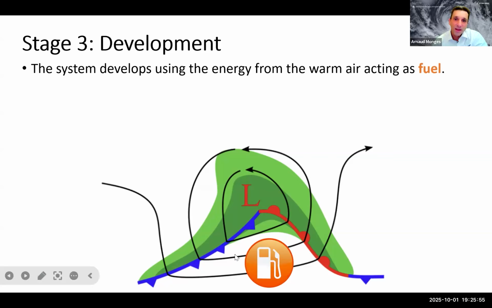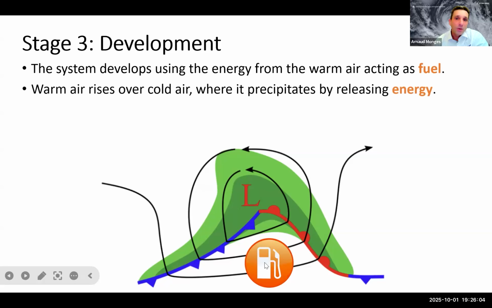This is where the warm air of the low is located, but this is really the fuel where the energy is coming from. How does it work? This warm air is going to rise either by this front or this front. When it rises, it cools down and it precipitates.